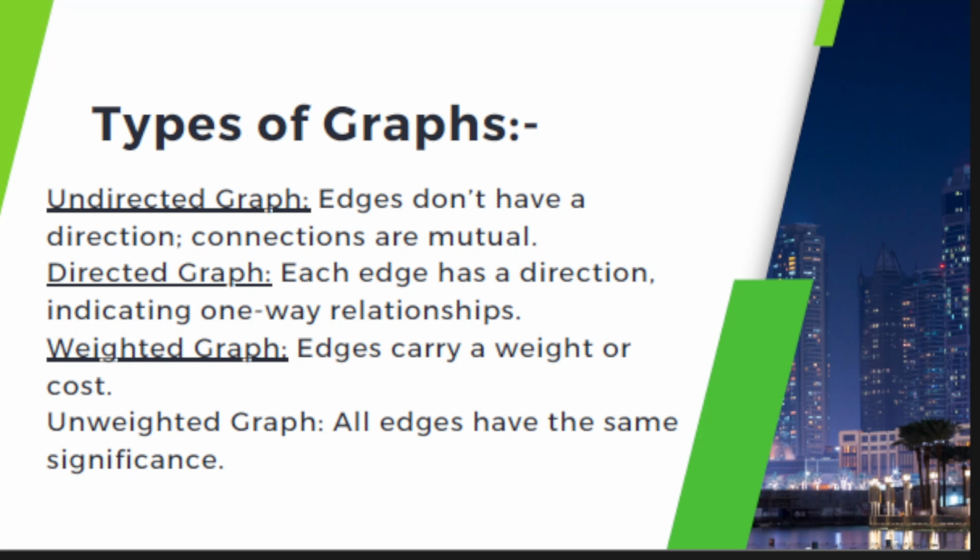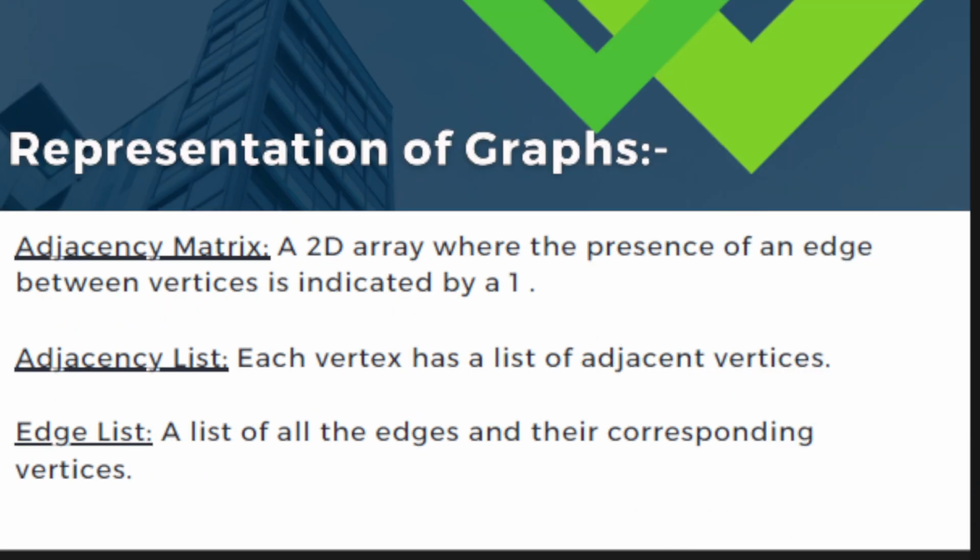Graph can be represented in multiple ways, each suited for different scenarios. Adjacency matrix. It's a 2D array where the presence of an edge between vertices is indicated by a 1 or a weight in case of weighted graphs. Useful for dense graph. Adjacency list. Each vertex has a list of adjacent vertices. More efficient for sparse graphs. Edge list. A list of all edges and their corresponding vertices.